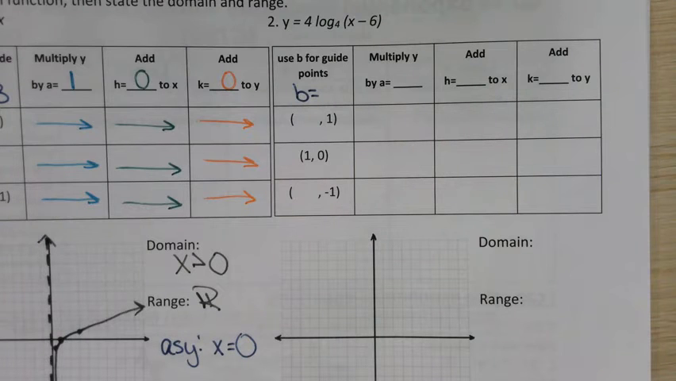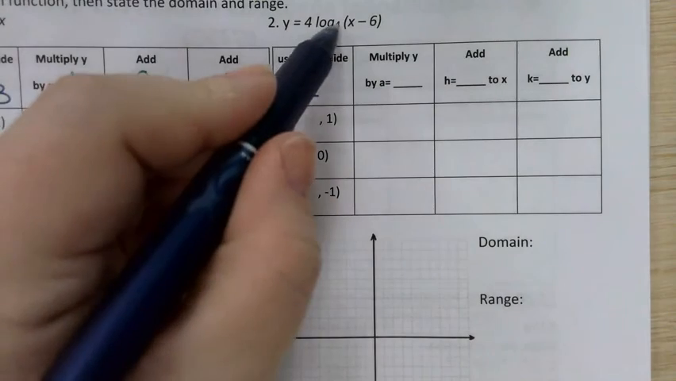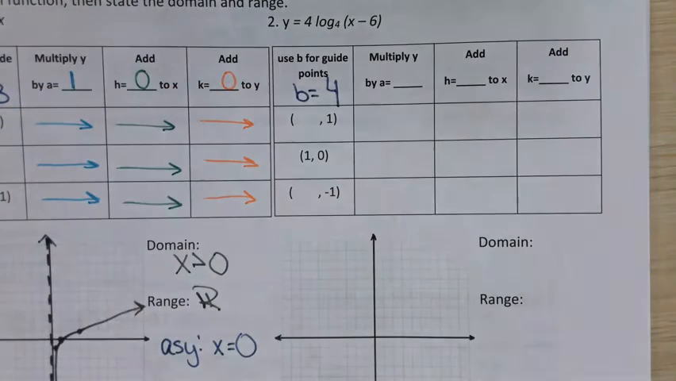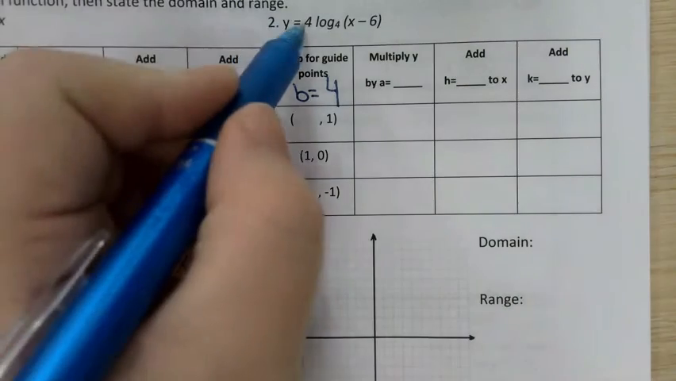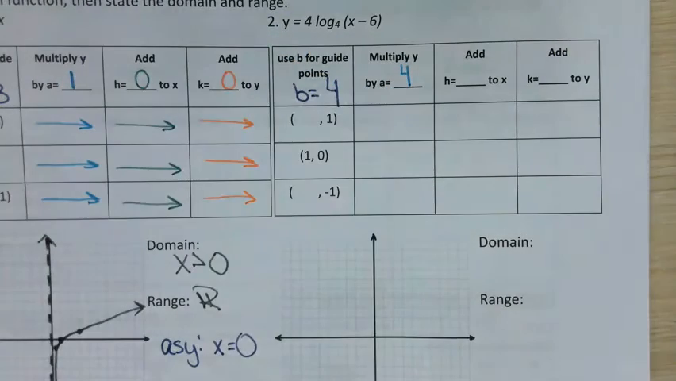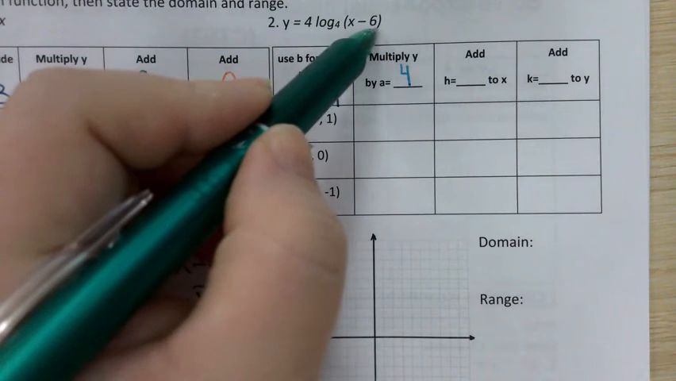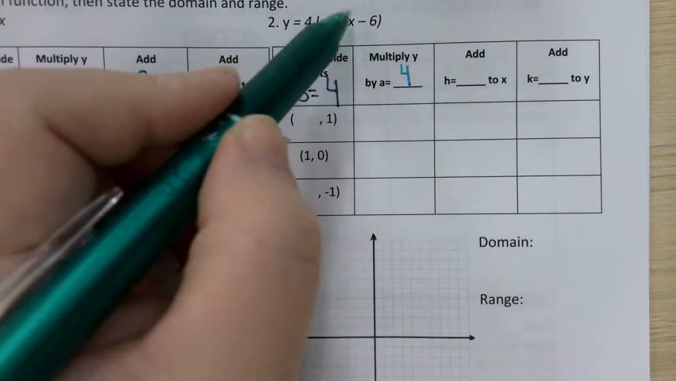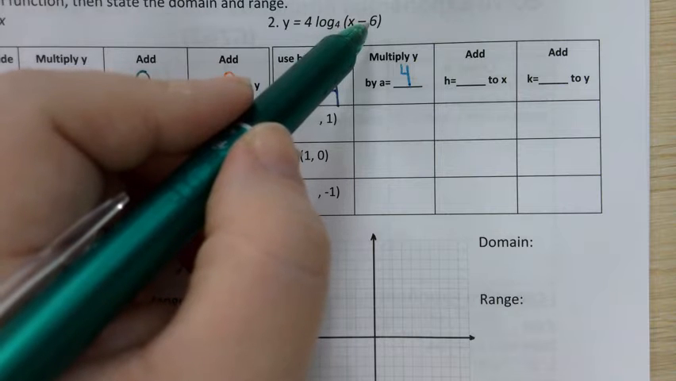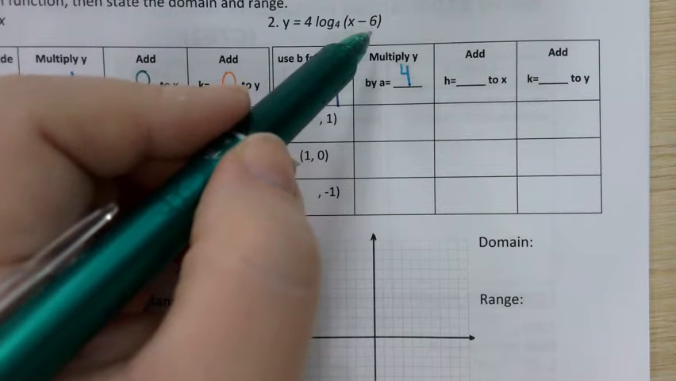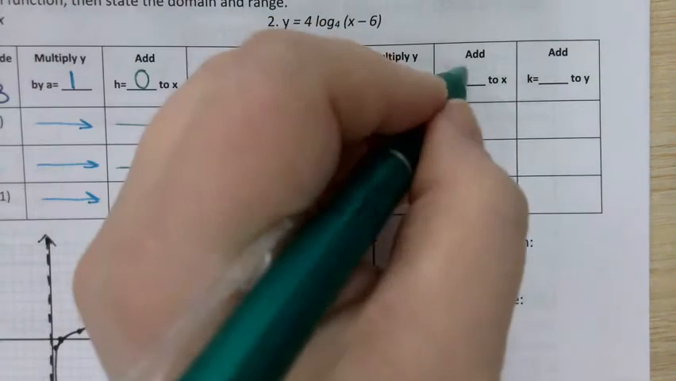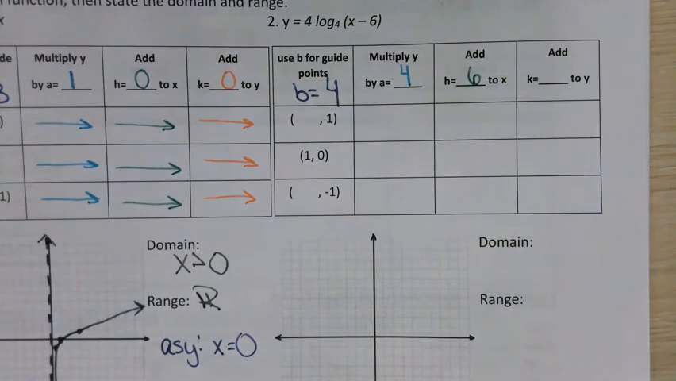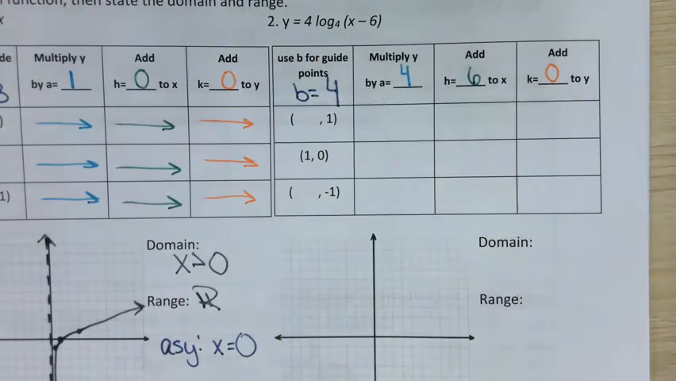For number 2, we need to label b, a, h, and k. B is this 4. A is the number multiplied in front, also 4. And I know that that 6 is really an h because it's found inside the parentheses. All h values for logs will be inside the parentheses, just like h values for exponentials will be inside the exponent. Remember, h is the opposite of what it appears to be. And then k, there isn't one, so we'll say it's 0.